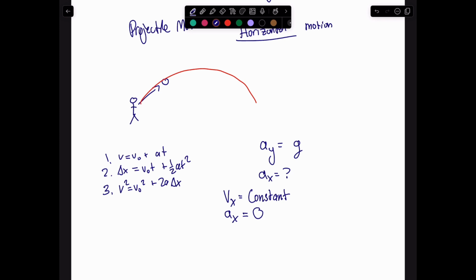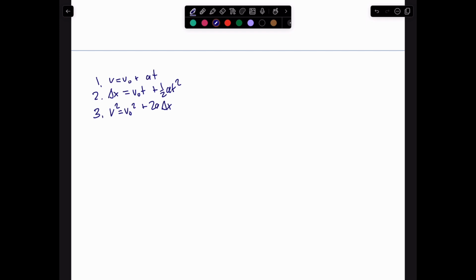Let's do a practice problem. Let's say that a football player is on a cliff. That football player kicks a ball perfectly horizontal at a speed of 20 meters per second. And the question is, after 5 seconds, how far will it drop? Now, this looks intimidating, so let's start with something easy.